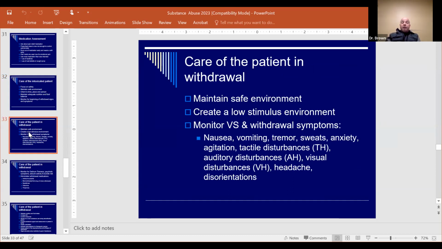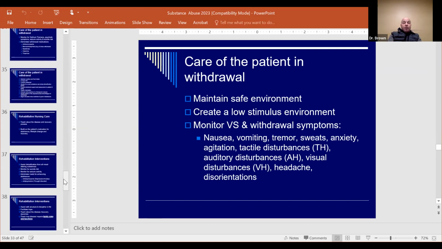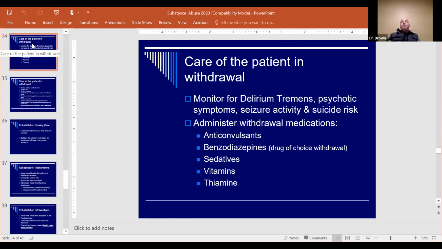So if somebody's withdrawing, maintain a safe environment. You want to keep low stimulus because if there's a lot going on around them, they're going to be more excitable. This is the type of patient you probably don't want right by the nurse's station because there's a lot of commotion there, but you want to be able to evaluate the patient. So you want to monitor symptoms of withdrawal: nausea, vomiting, tremors, sweats, all the ones we discussed earlier, and medicate as needed, most likely with Ativan or a benzo, along with Depakote or an anticonvulsant.